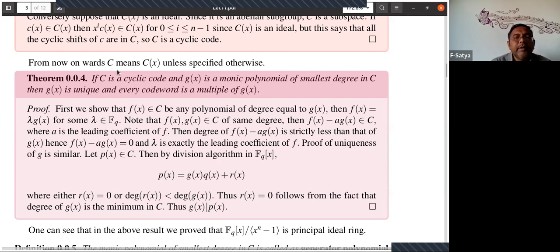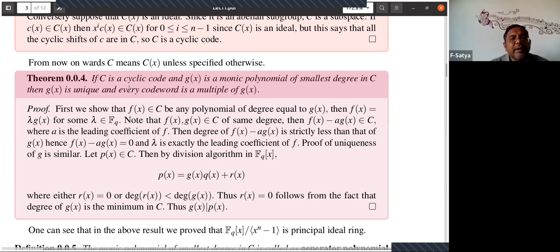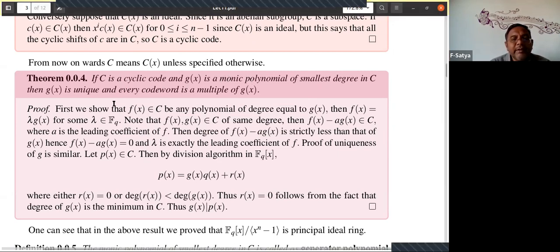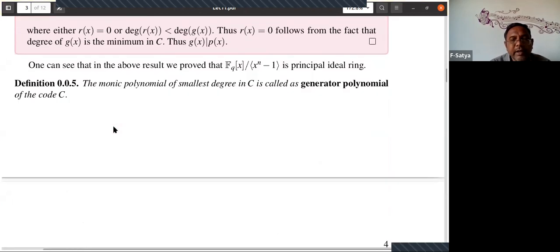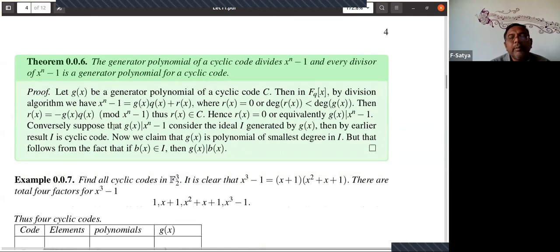Is it okay, Amir? Yes. What are we telling? This theorem says that if C is a cyclic code, then g(x), the monic polynomial of smallest degree, is the generator, and every codeword is a multiple of g(x). Right? This is what we have done. Just recalling, the monic polynomial of smallest degree is called the generator polynomial, like the generator matrix. Then we proved another thing: the generator polynomial of a cyclic code divides x to the power n minus 1, and every divisor of x to the power n minus 1 is the generator polynomial of a cyclic code.